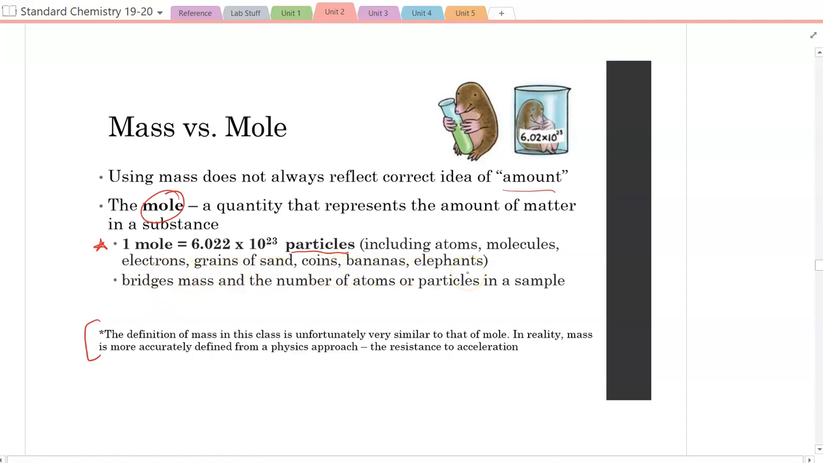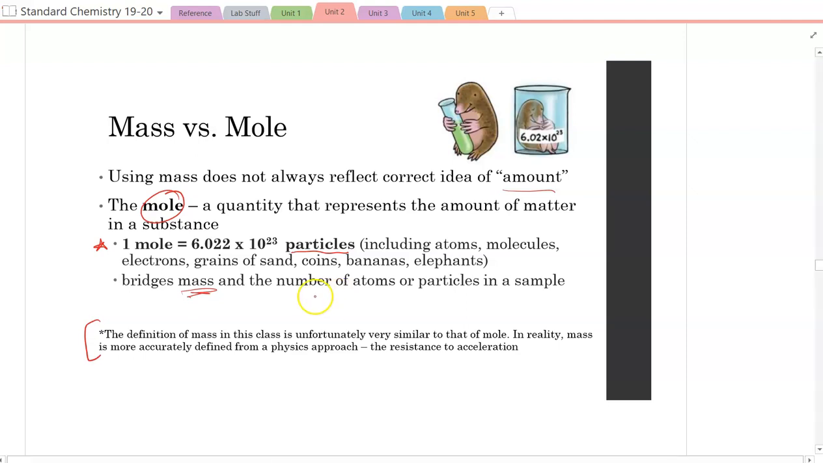The number of particles, right, that are in a mole is going to be this value of 6.022 times 10 to the 23. By the way, that is definitely a relationship, so you can kind of use that as a conversion factor, which we'll see later on. The important idea is that this bridges mass, whatever we can measure as humans, because we can actually use devices that can measure mass.